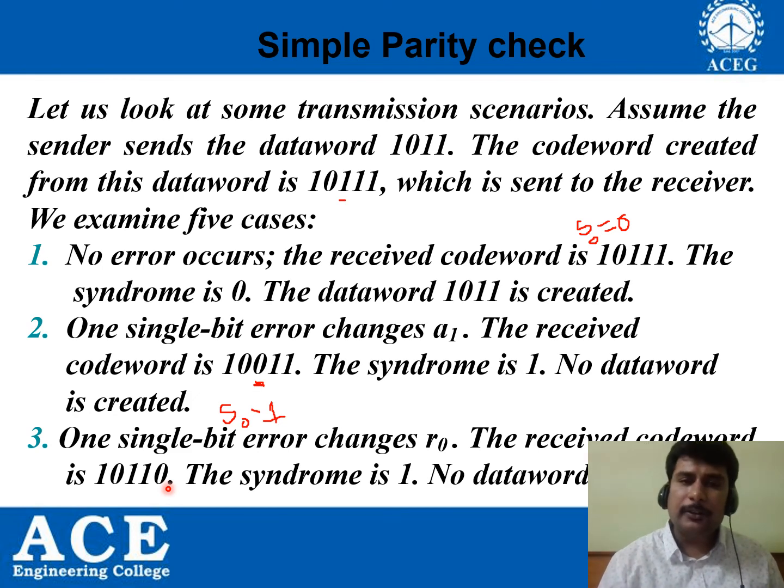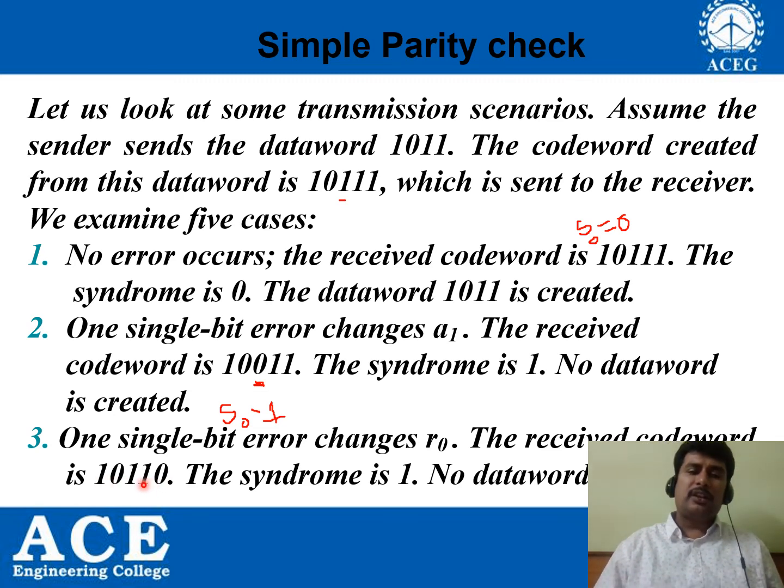Now what happens here? Again try to determine the syndrome value. The total number of ones is odd. So whenever the number of ones is odd, the syndrome becomes 1. But for even parity, the syndrome required is 0. So whenever the syndrome gets affected, that particular data will be discarded. Right? This is scenario 3.